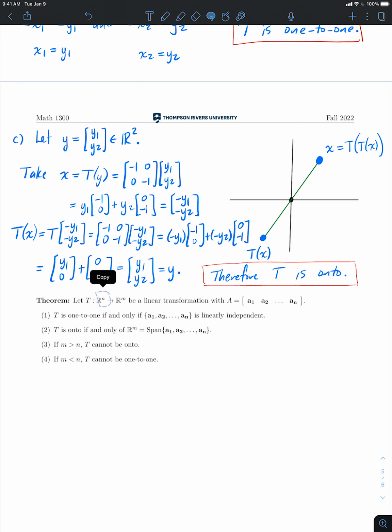That's not true for functions in general, by the way. You can have a function from R2 to R3 that is onto, but you can't have a linear function from Rn to Rm which is onto. Okay, so that's a useful check.